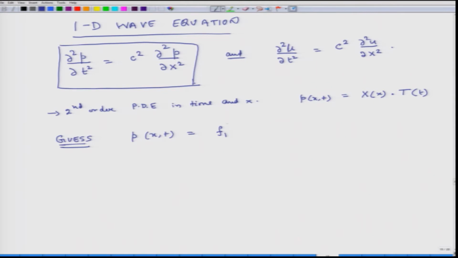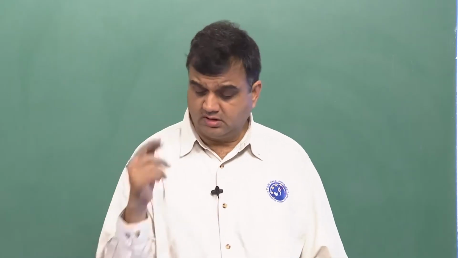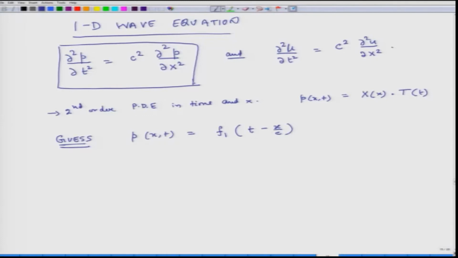Let us guess that p of x and t is equal to some function f1, which depends on t minus x by c. So, function f1 does not depend on t alone or on x alone, rather it depends on a combination of t and x in such a way that we have to do t minus x over c. What could be some examples? There could be infinite such functions.